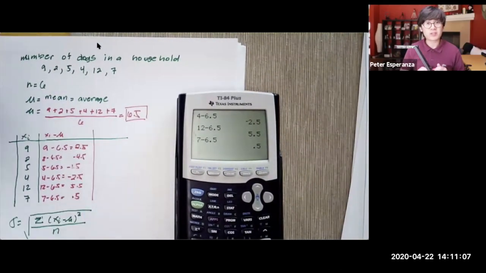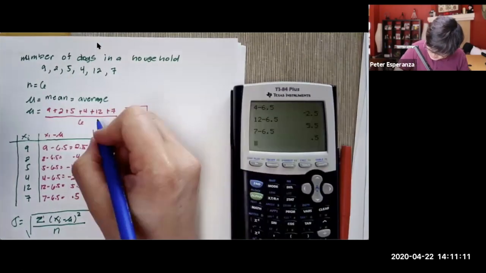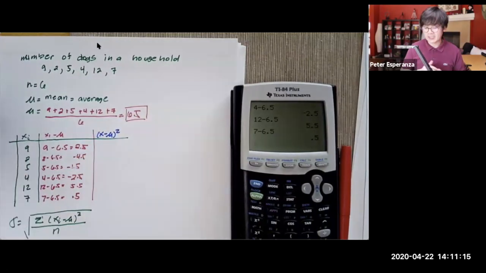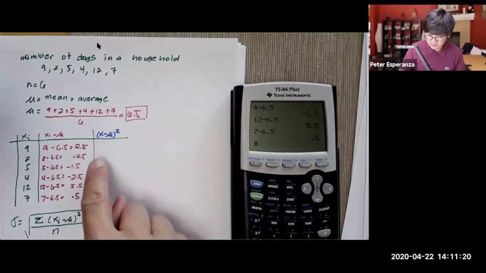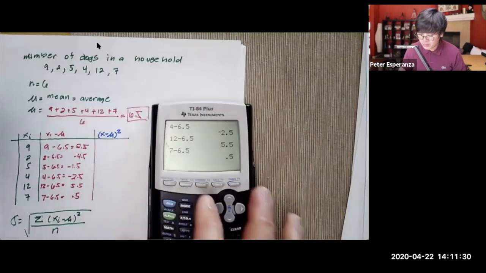All right, let's move on to the third column. And the third column is x minus mu squared. And how are we going to produce x minus mu squared? We're just going to multiply these twice. So we know all of our answers will be positive because every time you square a number, it's going to be a positive number. Okay, 2.5 squared.